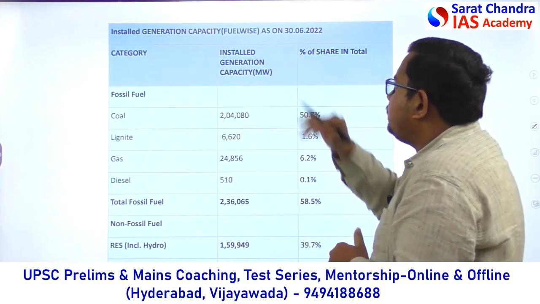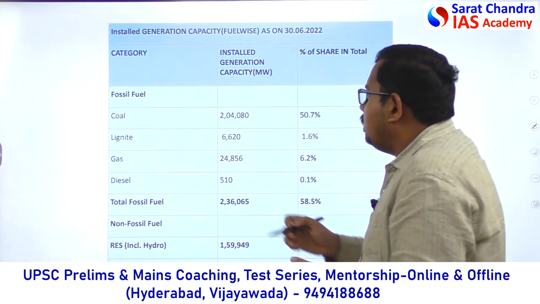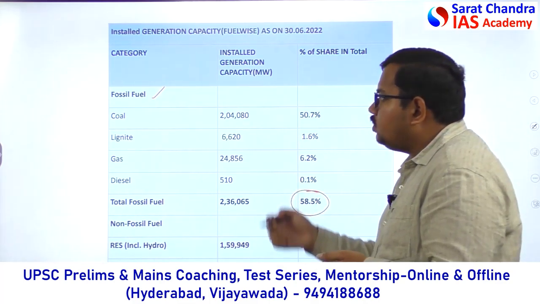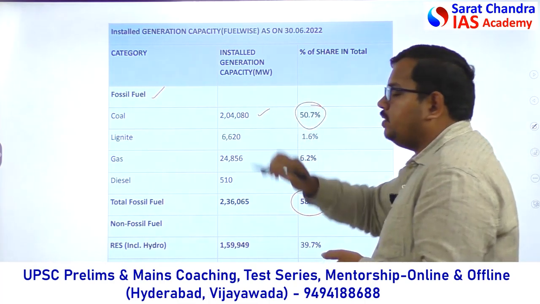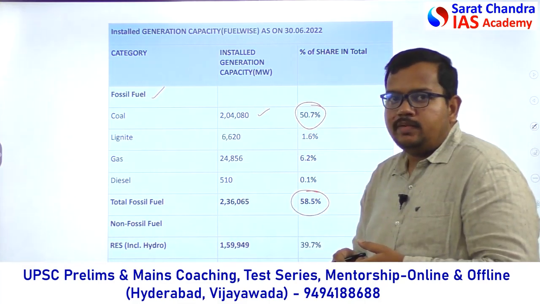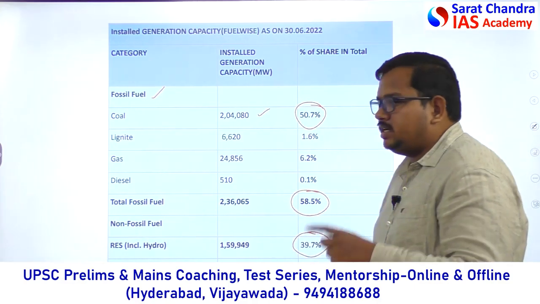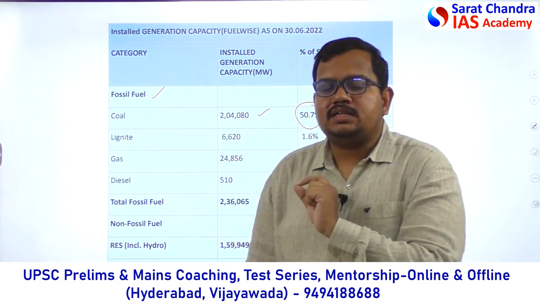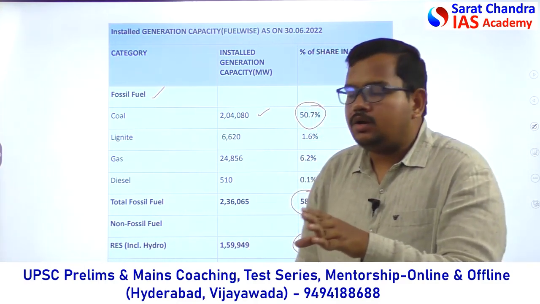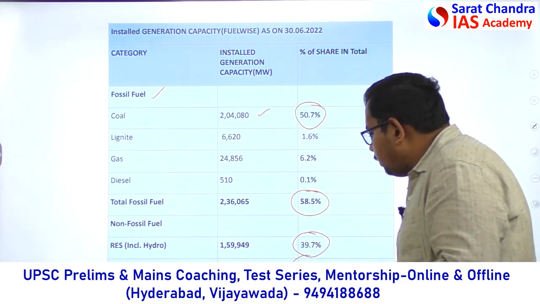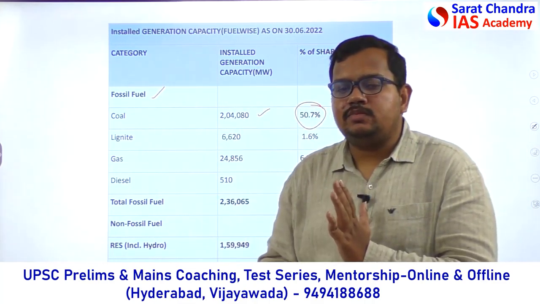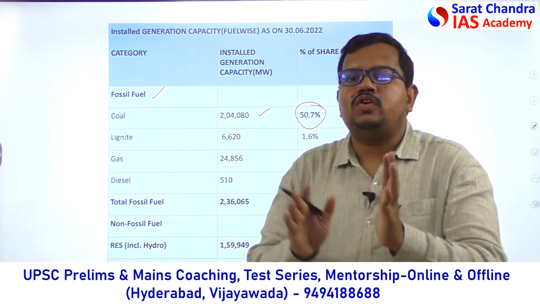Now, what is the installed generation capacity fuel wise? Okay, if we see fossil fuel, how much in total? 58.5%, and it is dominated by obviously coal, almost around 50%. Okay, so non-fossil fuel or renewable energy sources, including hydropower, is around 39.7%. And always remember, small hydropower we generally consider under renewable energy, but not large hydropower. But including large hydropower also, it is around 40%. So hydropower is overall around 11.6%. So always remember, small hydropower is part of renewable energy, but large hydropower we generally don't consider under renewable energy.